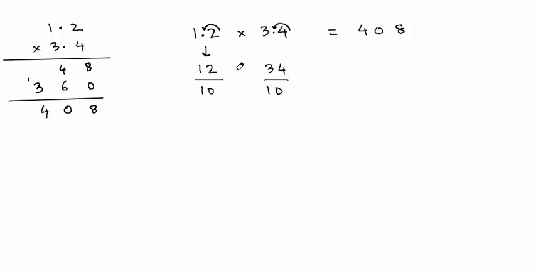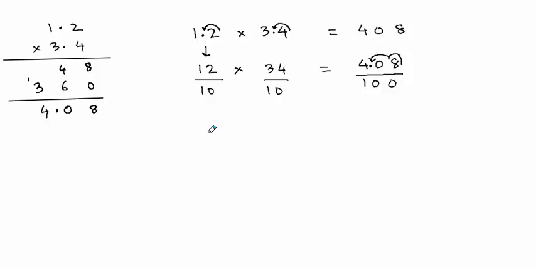So if you multiply 12 with 34 and you get 408, to multiply 12 over 10 with 34 over 10, you divide that answer with 10 times 10, which is 100. Meaning, the decimal point on 408, which is right in the end, is shifted 2 places over to the left. So the answer is 4.08.